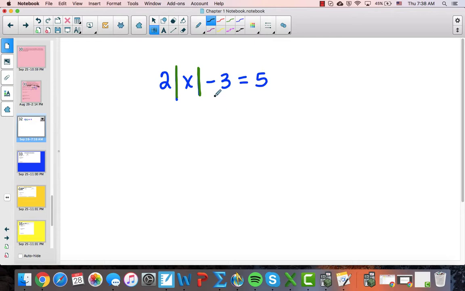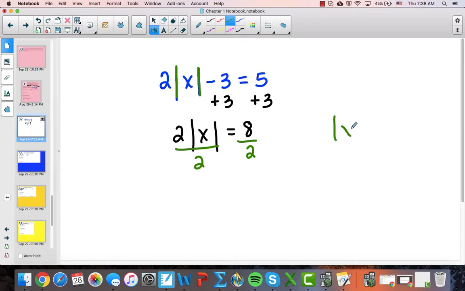So the first thing we would do is add 3. And we will get 2 times the absolute value of x, since 2 is being multiplied to it, equals 8. Then we divide by 2. So we get the absolute value of x is equal to 4.